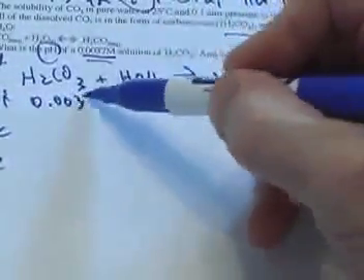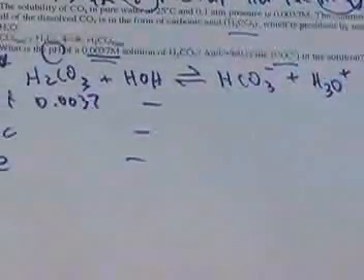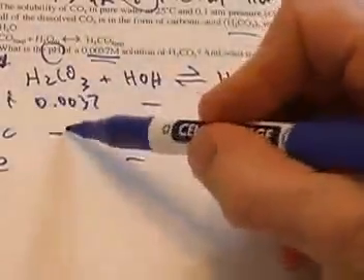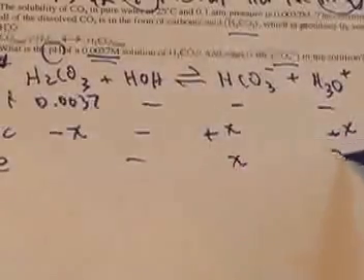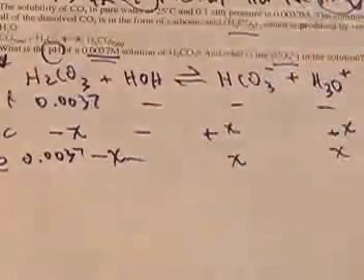So now write the ICE table. Initially, we're told that we have a 0.0037 molar solution. The water we don't care about because it's a pure liquid, not going to be in the equilibrium constant expression. None of this and none of this to start with. Then what will happen is we'll lose X of this, gain X right here, and we end up with X, and 0.0037 minus X in the end.